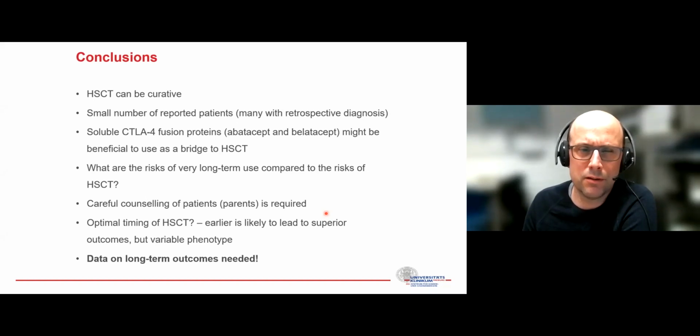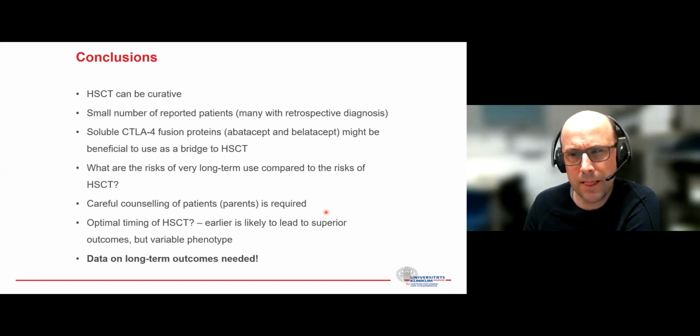However, the published experience relies on small numbers of reported patients, and many of those had a retrospective diagnosis. There were only very few patients, 1 or 2, who were previously treated with a soluble CTLA4 fusion protein, which, as we heard, of course, might be beneficial to use as a bridge to transplantation. What are the risks of using these substances for long-term treatment instead of going into transplant, compared to the risk of HSCT, remains to be studied, ideally in prospective trials.